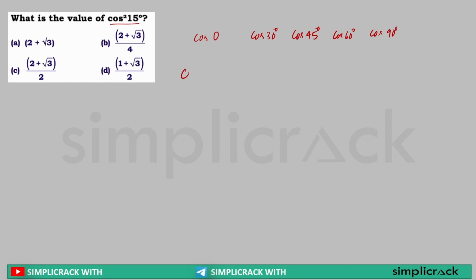Sir, let's take cos 30 degree. If I write cos 30 degree, it can also be written as cos 2 into 15 degree, yes or no? That means this is cos 2 theta. If this is cos 2 theta, I can write it as 2 cos square theta minus 1. That means here it is 15 degree. Yes or no? Yes. Sir, what is the value of cos 30 degree? It is root 3 by 2.